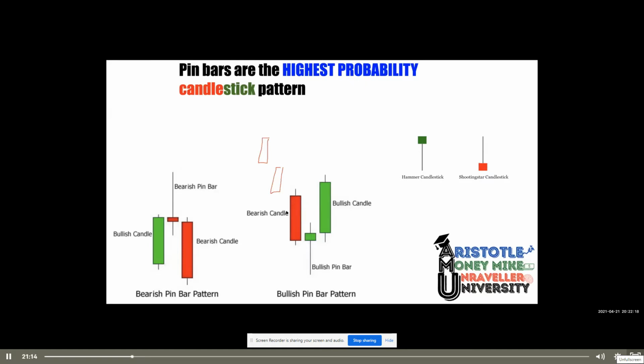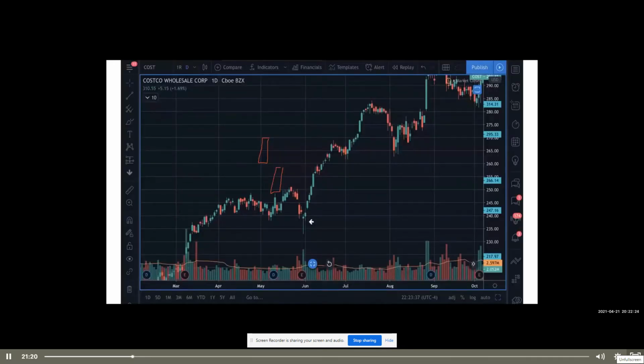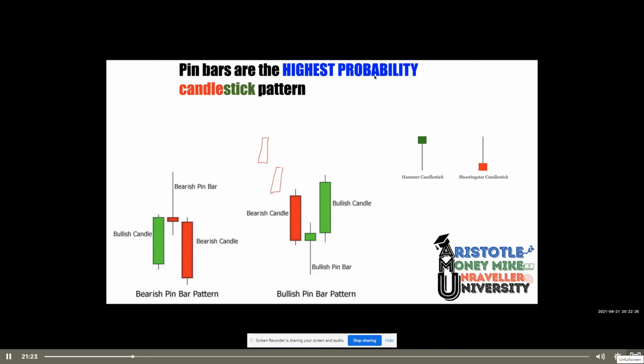Draw. Okay, cool. Oops, they're not letting me do it. Let me get right back to it. Draw a line. There we go. That would be your entry point. I will go over this again, but I would enter 15 cents below the low, and I would enter 15 cents above the high for a bullish one. I would enter about right here. And that is where you enter this candlestick pattern.